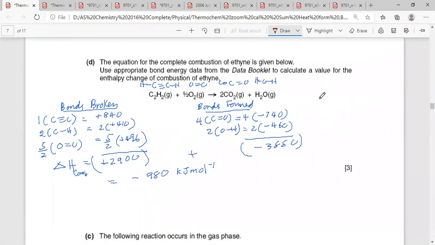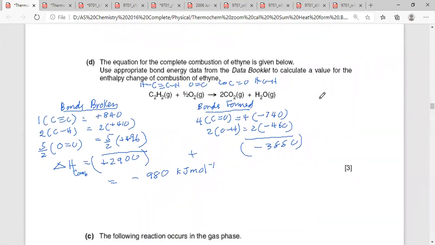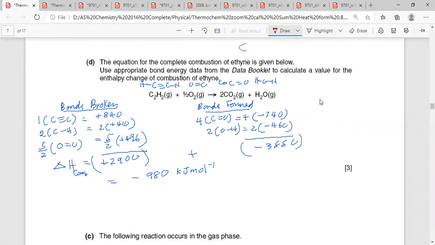Okay. Now here, the important thing is you must know how to draw the diagram for the bonds. The equation for complete combustion of ethyne means what? Triple bond. It's your acetylene from Form 5. You have to know this. Use appropriate bond data from the data booklet to calculate the value. It means you ask for bond energy now.